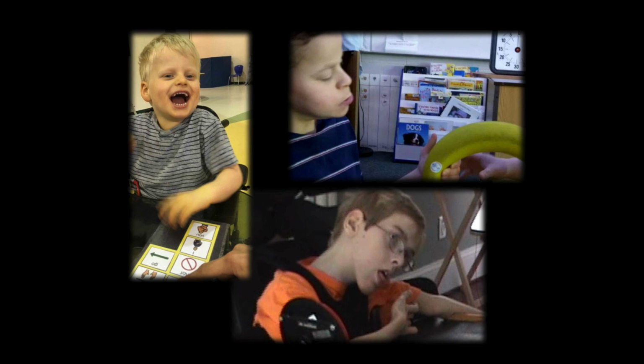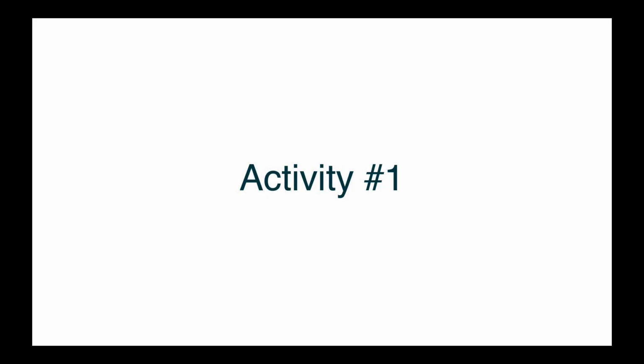The student in the upper left might be saying, "I like it," while the student in the upper right might be saying, "I want it," and the student at the bottom might be saying, "I'm looking," or "I'm thinking." Pause for activity 1.